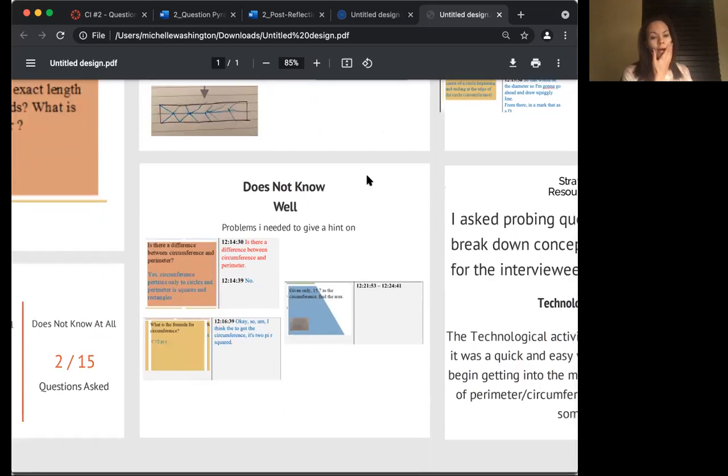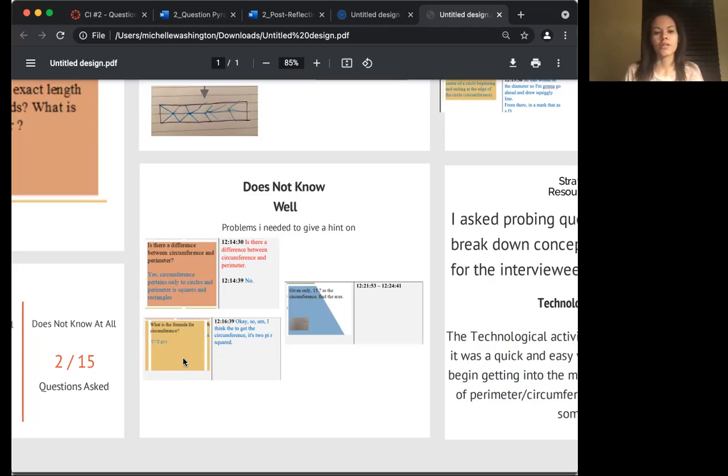For the does not know well, these were problems that I had to give some kind of a hint on. So, for example, the main one being, what is the formula for circumference and what is the formula for area? And he combined the two formulas. So he said it's 2 pi r squared, which told me that he has an idea of what the formula is, but that he needed a little bit of a review.